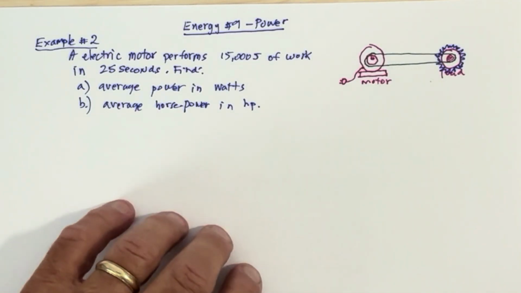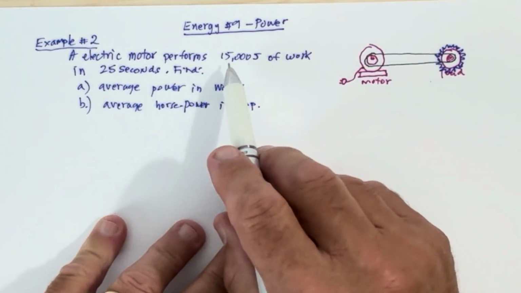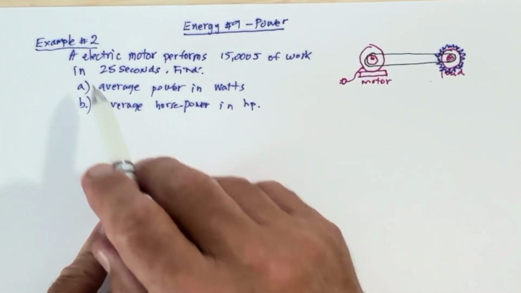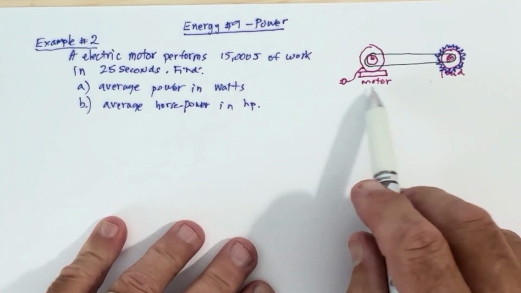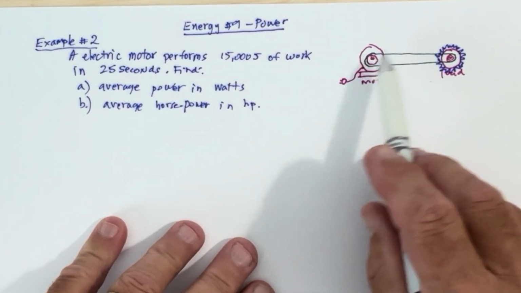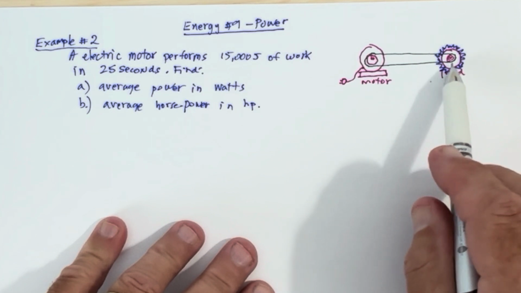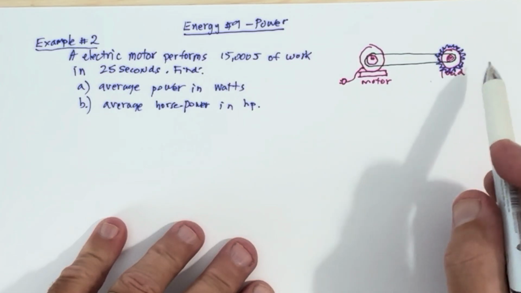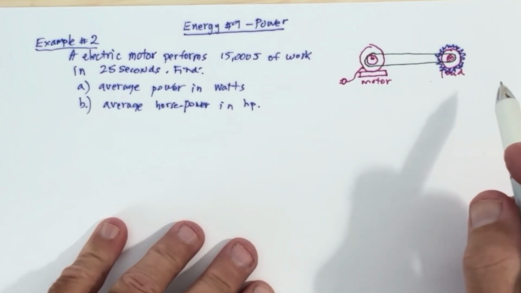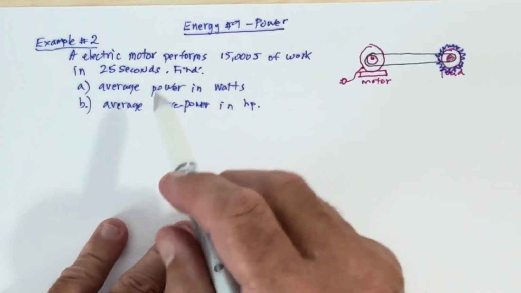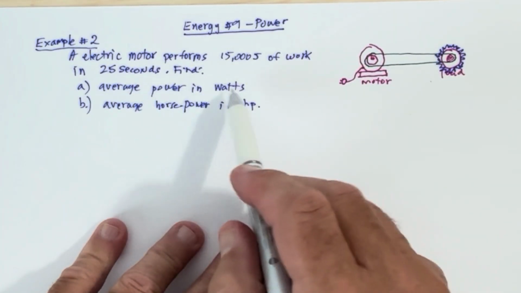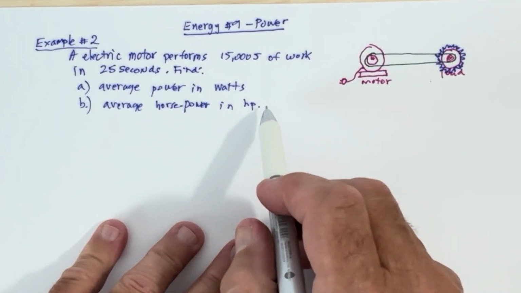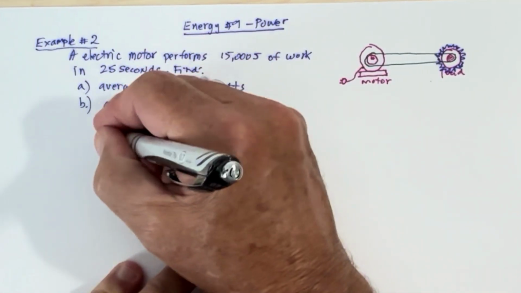Next, let's look at another example. An electric motor performs 15,000 joules of work, or 15 kilojoules, in 25 seconds. So here's our motor. It's spinning. It's an electric motor plugged in, driving a belt. Maybe that's like a table saw. There's little blades on the saw, and it's going round and around. So that's our load. And you're cutting through wood, so there's going to be a load on that. What we want is the average power in watts, and we want the average horsepower, so we're going to convert. So there's our problem.